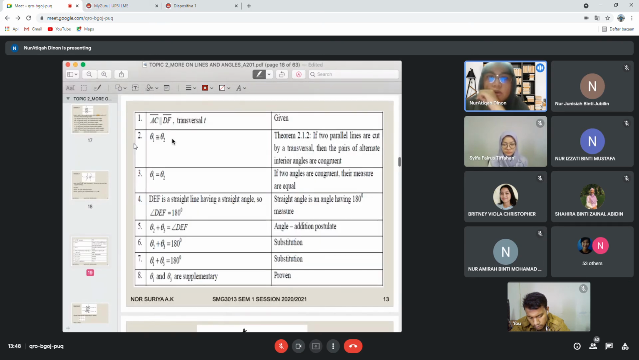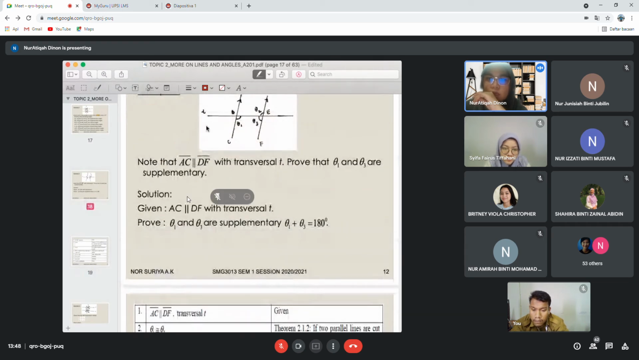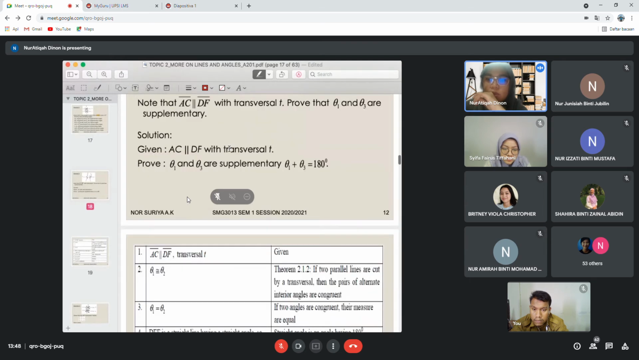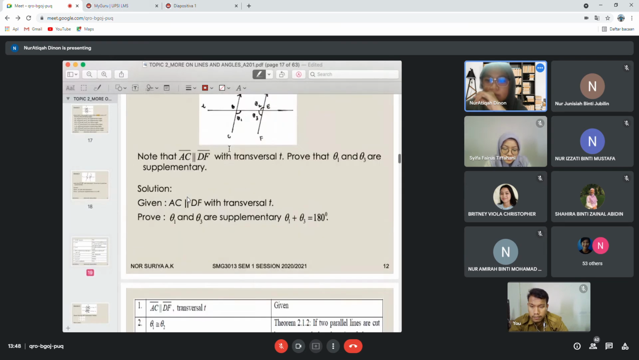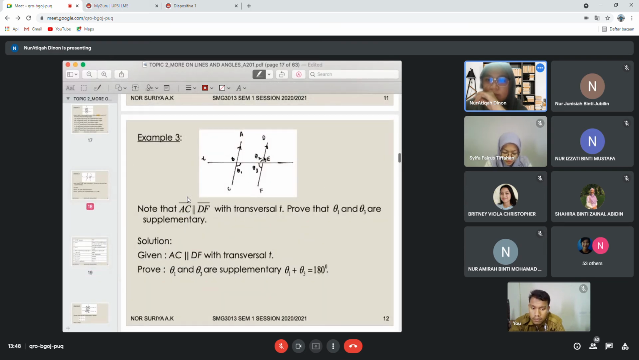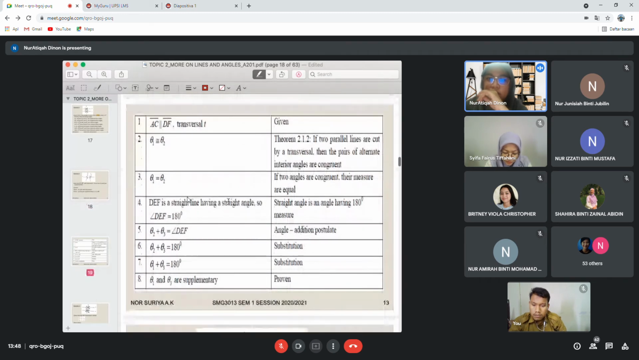Okay, so given parallel, transversal T, and then using theorem 2.1.2, if two parallel lines are cut by a transversal, then the pairs of alternate interior angles are congruent. So theta 1 is congruent to theta 2 here. Okay, theta 1 congruent theta 2. So, ni alternate interior kan? Okay, so when the two angles are congruent, then their measures are equal.